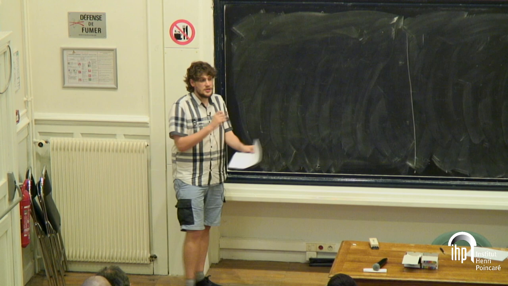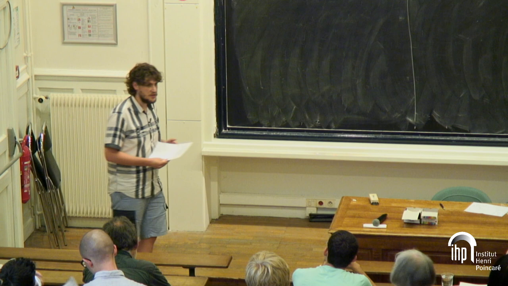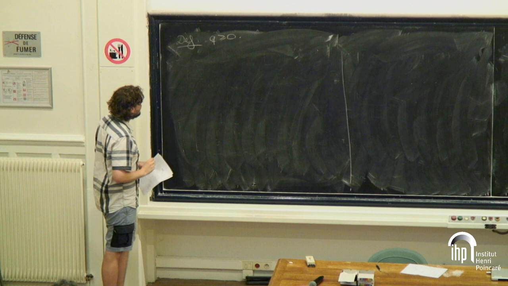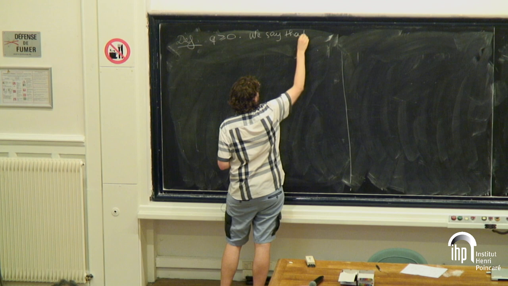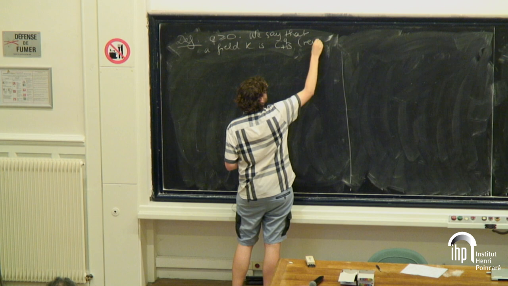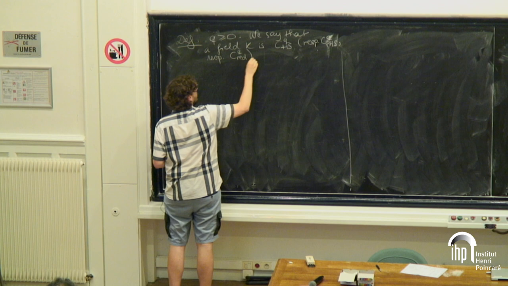So we want to modify the C_i^q property, and the idea to do so is to replace projective hypersurfaces of low degree by other kinds of varieties, typically homogeneous spaces. And so the definition we consider is the following. So consider a parameter q larger or equal than 0. And we say that a field K is, so let's say, C^q_HS, respectively C^q_PHS, and respectively C^q_Red, if the following property holds.